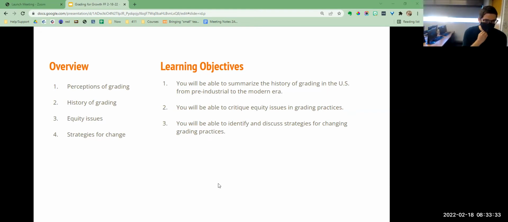And then the core learning objectives for me are: you should be able to roughly summarize the history of grading in the United States, like you should roughly know how the history of grading worked out. And also be able to critique some equity issues in grading practices. That's one fundamental thing: you should look at your grading system and be like, oh, there are some issues going on here. You should be able to critique your grading practices, along with identifying and discussing strategies for changing those practices if needed.